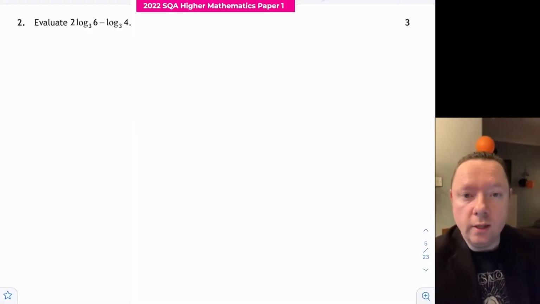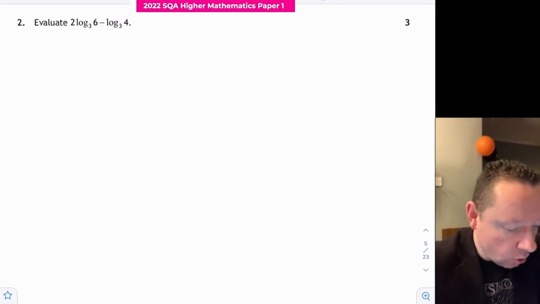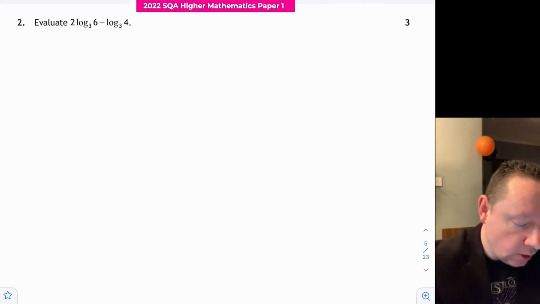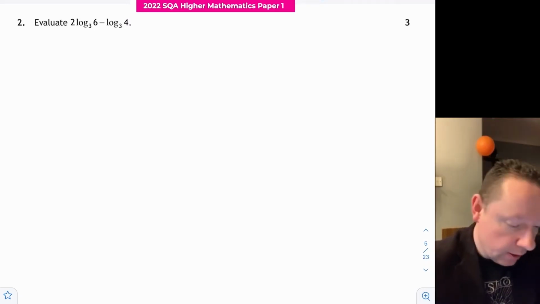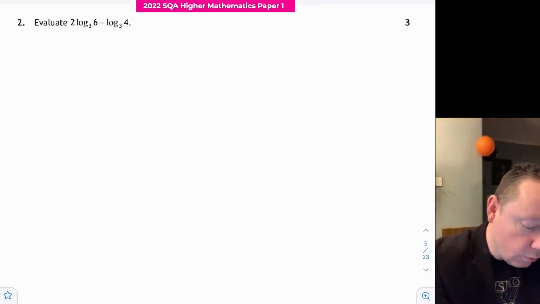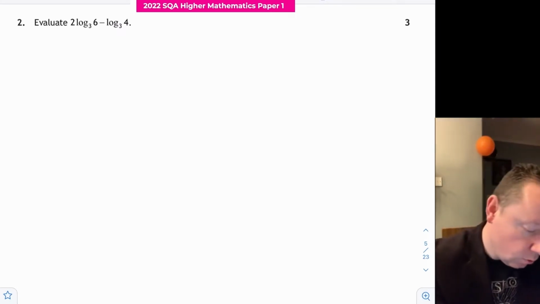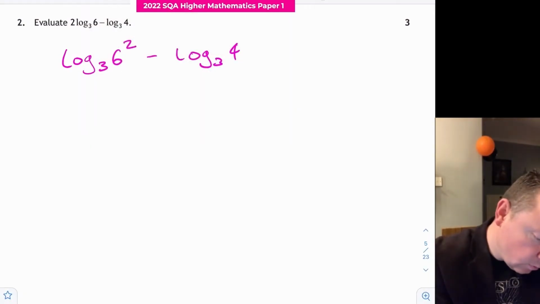SQA Higher Maths 2022, paper 1, question 2. Evaluate 2 log 3 of 6 minus log 3 of 4. So it's just a 3-mark question, this one. The first one we're going to apply is the idea that 2 log 3 of 6 can be simplified to log 3 of 6 squared. So you get your first mark for simplifying this first log to log base 3 of 6 squared. And we can still write minus log base 3 of 4. As long as you wrote this, there's your first mark there.